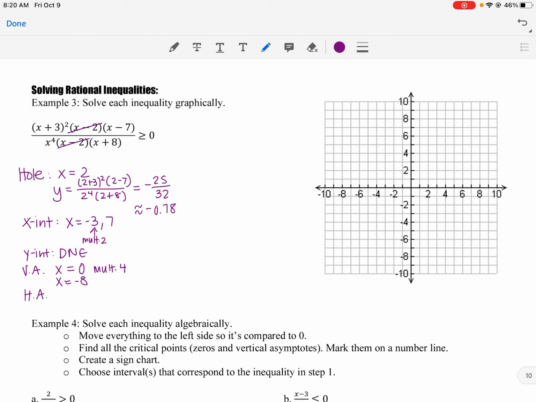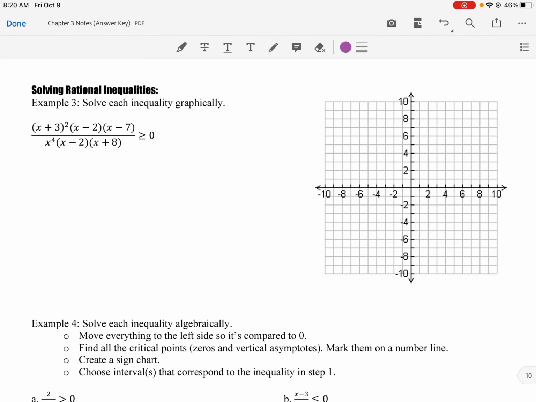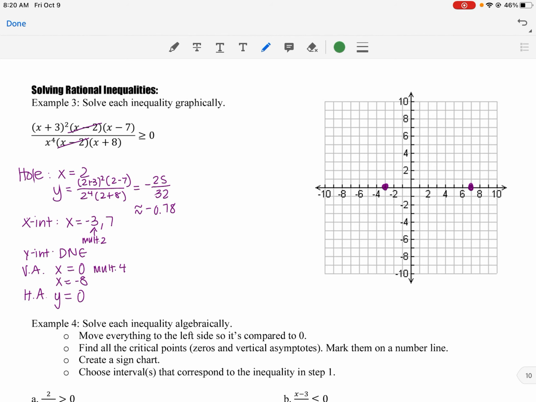Horizontal asymptotes. Let's look at the degree of the top and the degree on the bottom. The degree of the top is 4, the degree of the bottom is 6. So since the degree of the bottom is larger, y equals 0. It is a horizontal. Okay, so if I start plotting things, we got an x-intercept at -3 and at 7. And then we've got some asymptotes. So we got an asymptote at x equals 0. X equals -8. And we got an asymptote at y equals 0.